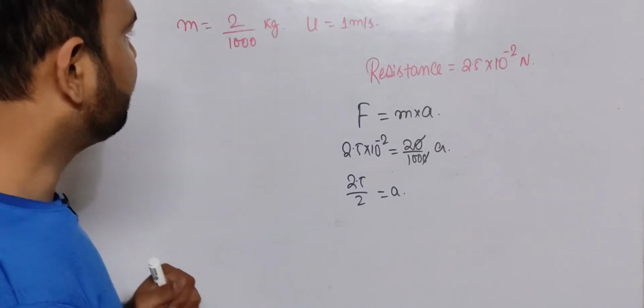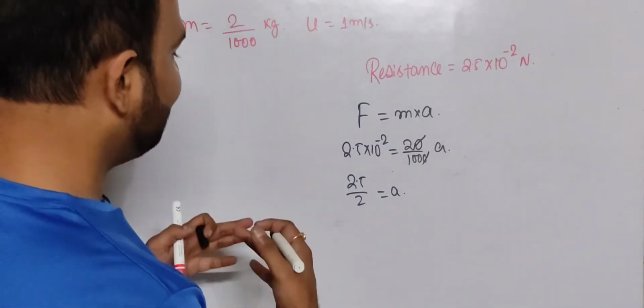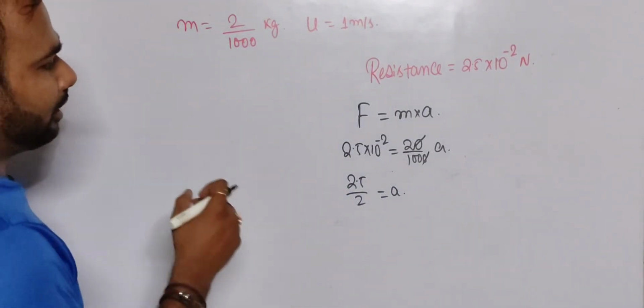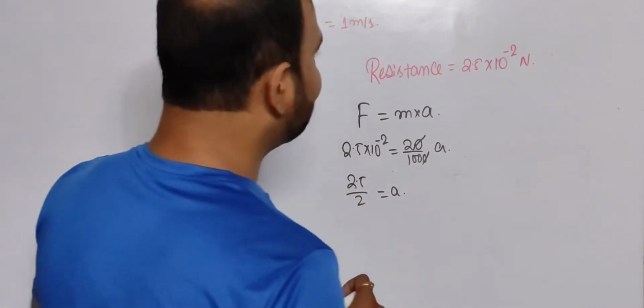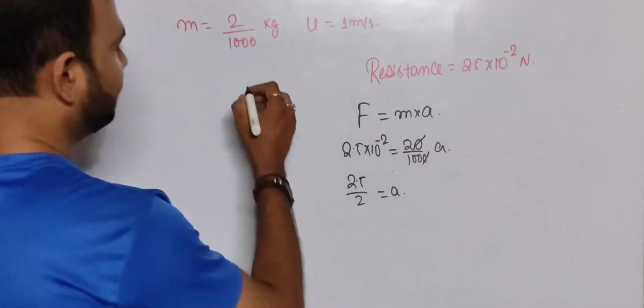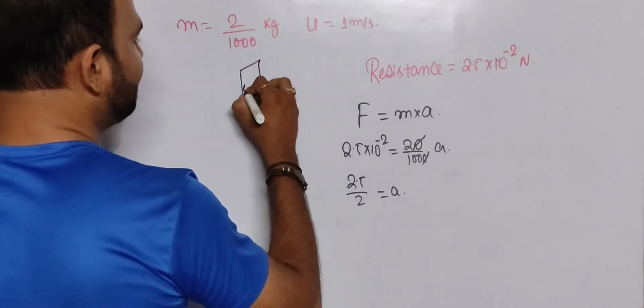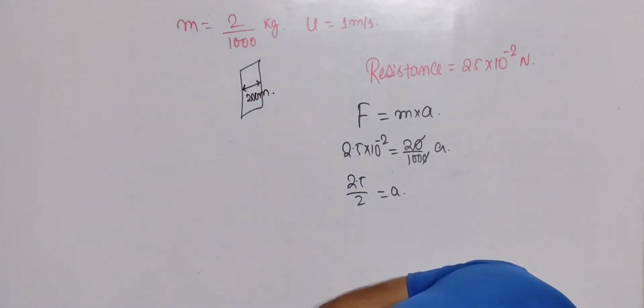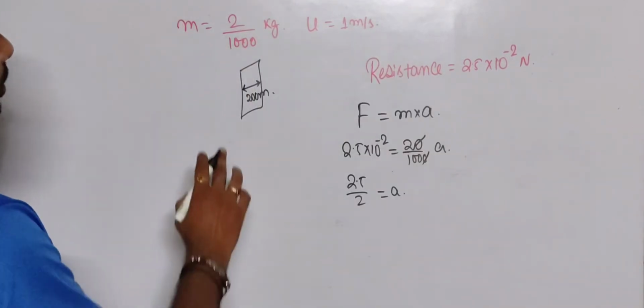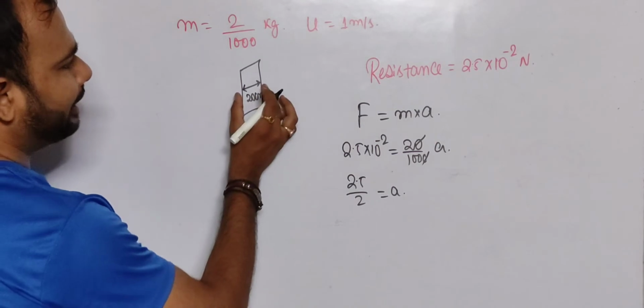Okay. What is the final velocity after emerging? Acha, what is the thickness of the mud wall? The thickness of the mud wall is 20 centimeter. Am I right? Yes, 20 centimeter.